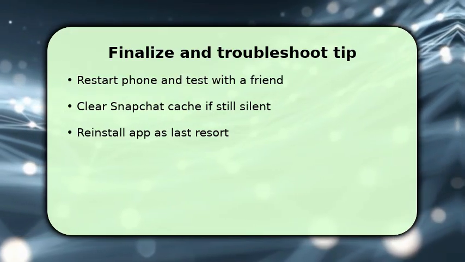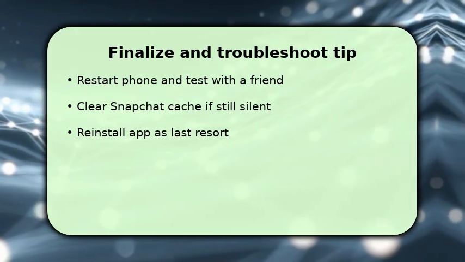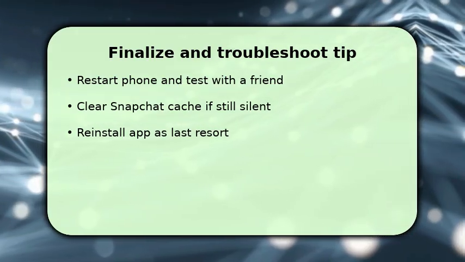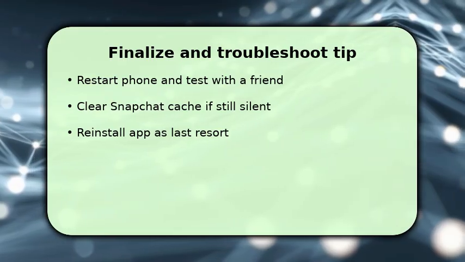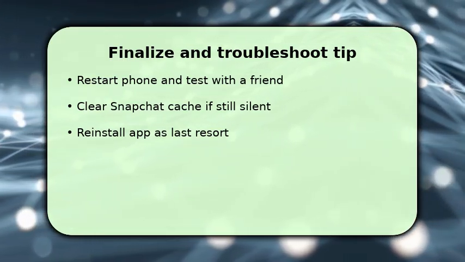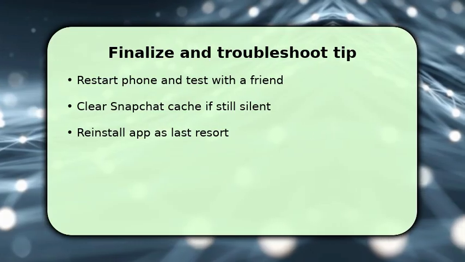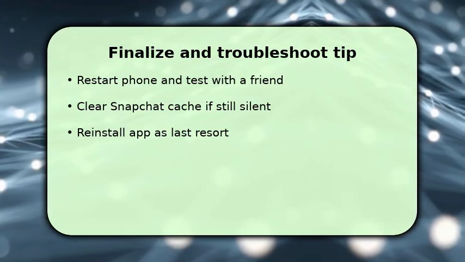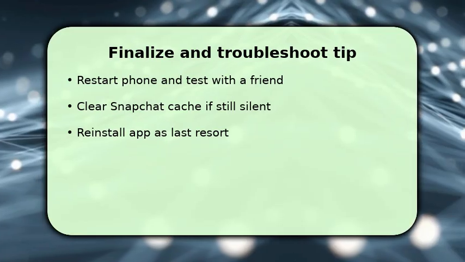If you still hear nothing, clear Snapchat's cache and settings, right arrow, apps. This often fixes corrupted notification profiles. If that fails, reinstall Snapchat to restore default notification settings. Troubleshooting tip: if notifications are inconsistent, check a different ringtone in Snapchat settings.